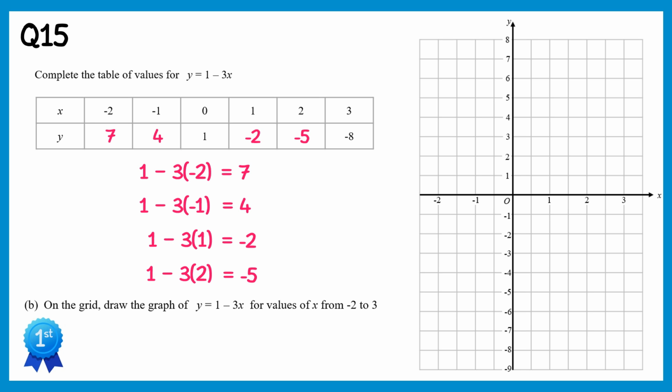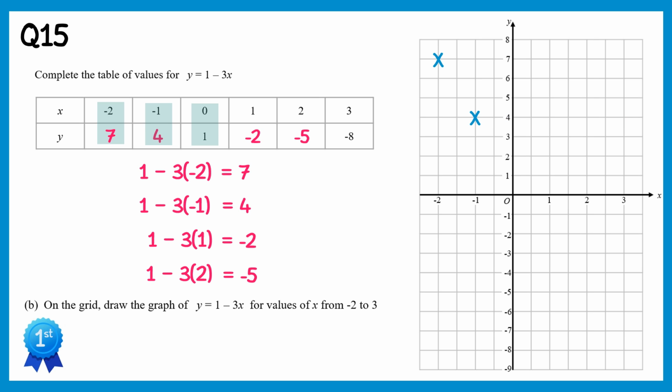We now need to use this table to draw the graph. To do this, you're going to look at each pair of x and y coordinates. So the first one here, negative 2 with 7. This means we need to plot a point at negative 2, 7. So that would go here. Then we've got negative 1, 4, and that goes here.